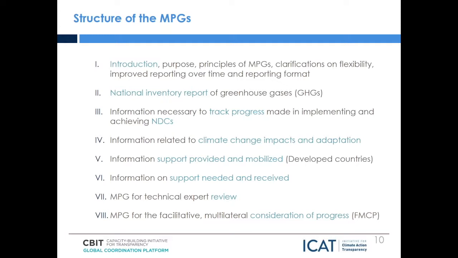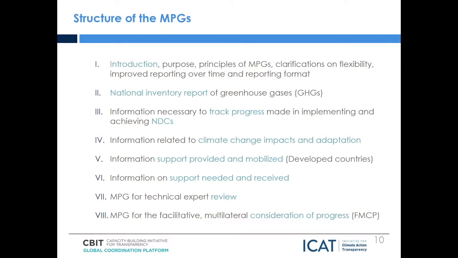Then there is chapter 2, which is about the national inventory report of emissions by sources and sinks of greenhouse gases. And then we have the third chapter, which is another very important chapter about how to report on information necessary to track progress on implementing and achieving NDCs. The fourth one is about climate change impact and adaptation. I'm sorry, this is really like a list, but we are almost at the end of it.